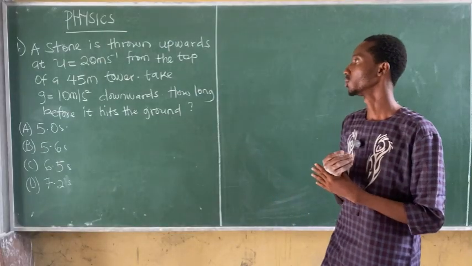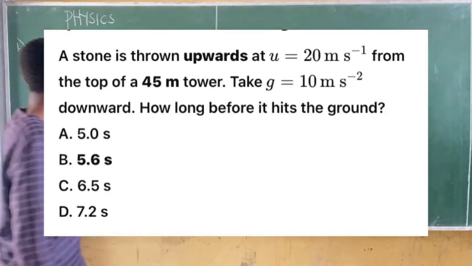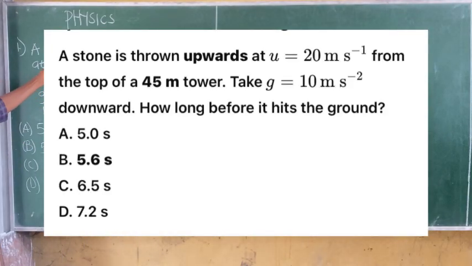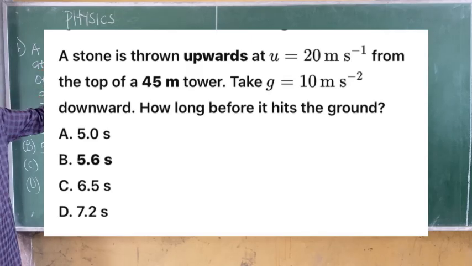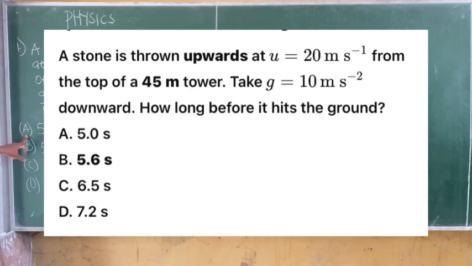The first question we have on the board says, a stone is thrown upwards at an initial velocity of 20 meters per second from the top of a 45 meters tower. Take g, which is acceleration due to gravity, to be 10 meters per second squared downwards. How long before it hits the ground? Option A, 5.0 seconds. B, 5.6 seconds. C, 6.5 seconds. And D, 7.2 seconds.